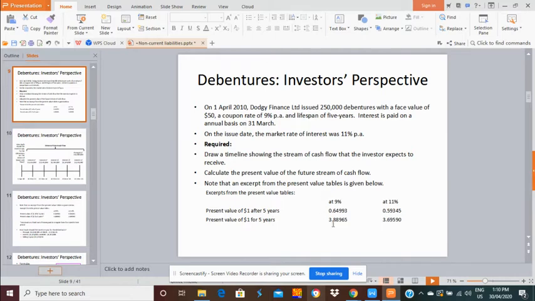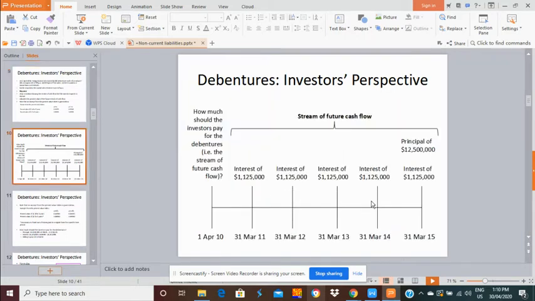So this information you just ignore. It's not applicable to you because we're going to use the discount rate, not the coupon rate. So this value you will use for the 12.5 million. And this value you will multiply by 1.125 million, and you find the present value of all these coupon payments, 5 of them.